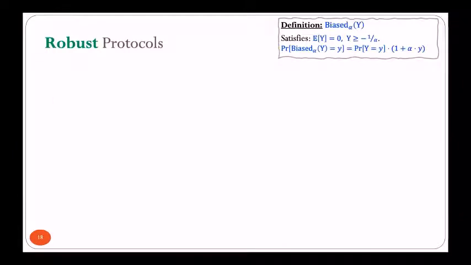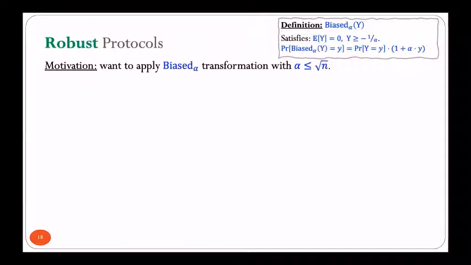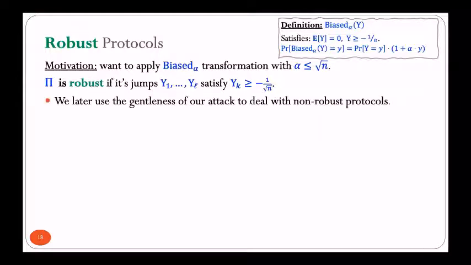Okay, so now we have this new cool tool, and we want to use it. So we define robust protocols. Our motivation is being able to apply our bias transformation with parameter alpha that is up to square root n, okay? So we just require that all jumps of the protocol are at least -1 over square root n. Later, we will use the gentleness of our attack in order to overcome non-robust protocols as well. Okay, so now we have robust protocols.